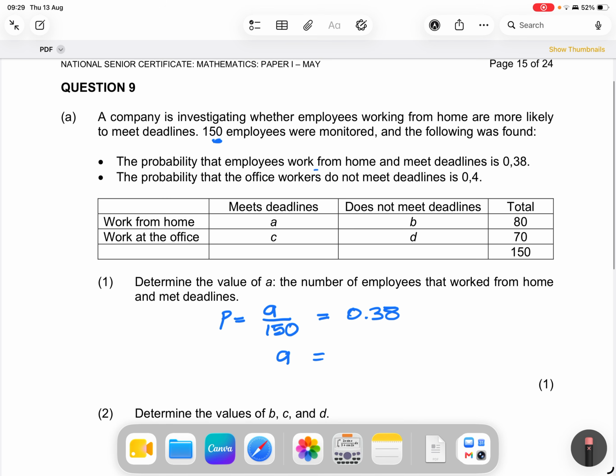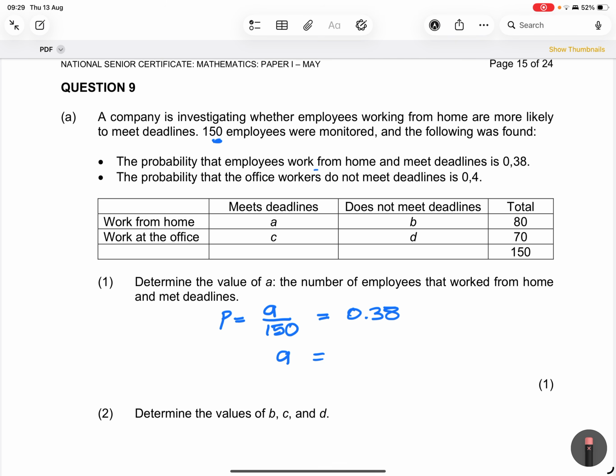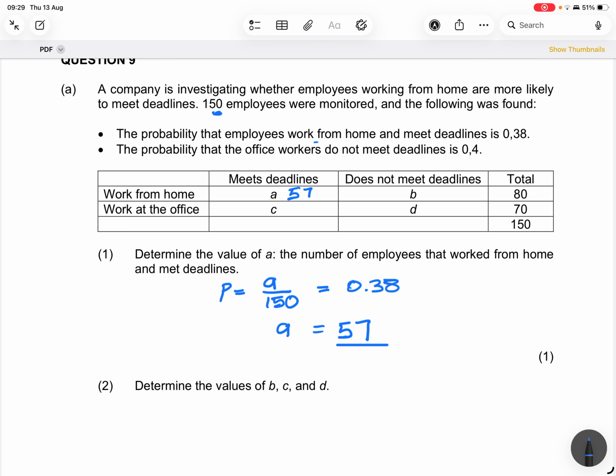And if we calculate that, 150 times 0.38 gives us 57. So the number of people there is 57. All right, and so that will enable us at least to find out what the other values are. Let's deal with the other probabilities.